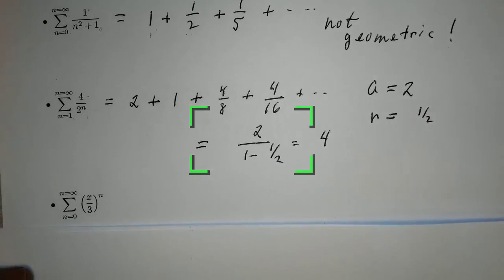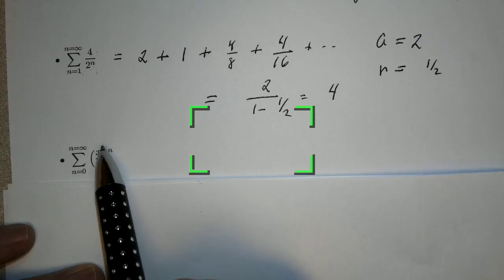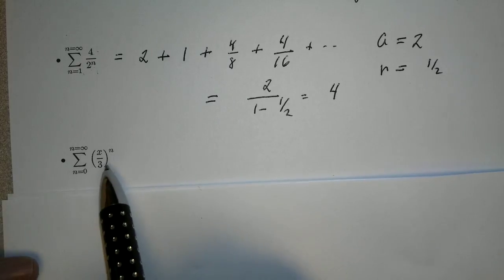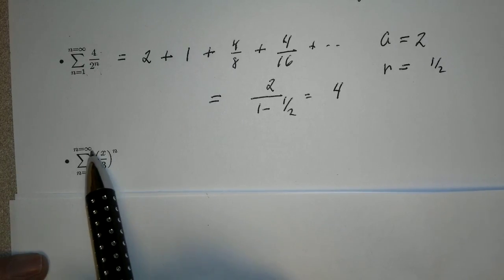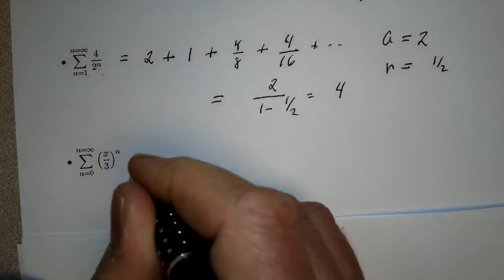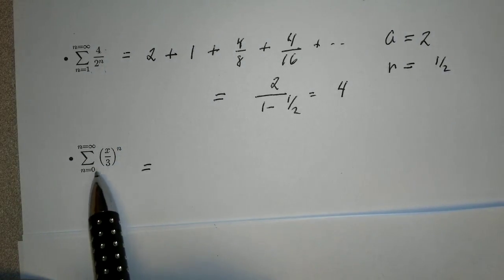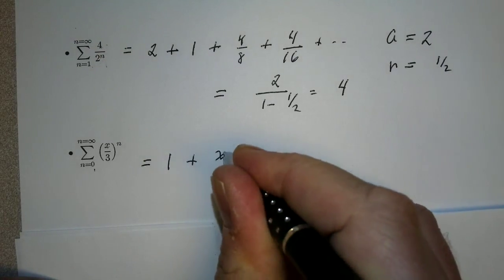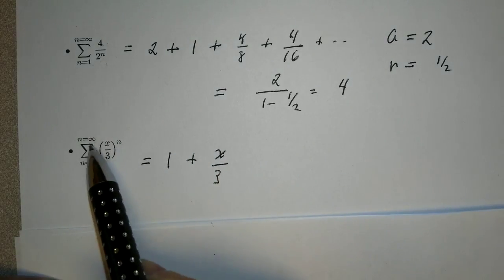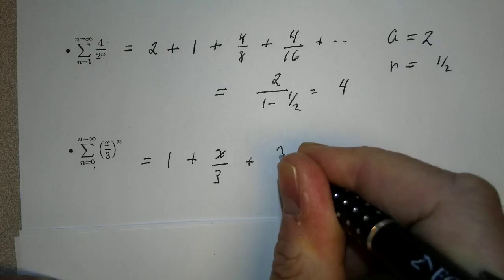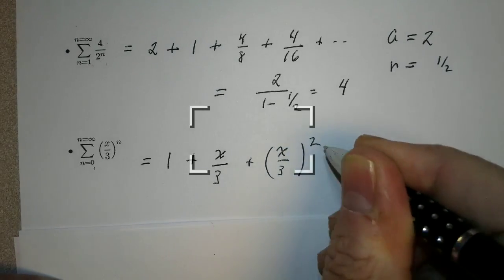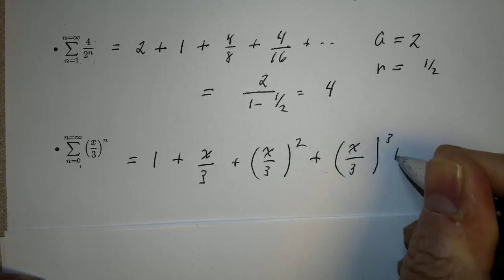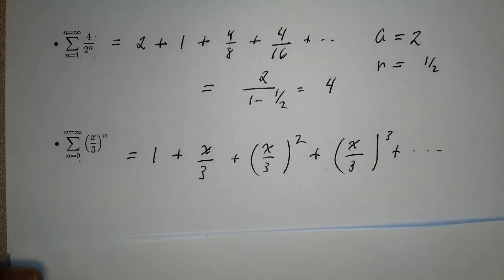Now, some geometric series have variables, and this is really the ultimate goal of the discussion in the next few weeks, to look at infinite series that involve variables. So the series from n equals 0 to infinity, x over 3 to the n. Let's write down the first few terms. If n is 0, we get 1. If n is 1, we get x over 3 to the first. If n is 2, we get x over 3 squared. If n is 3, we get x over 3 to the third, and so on.